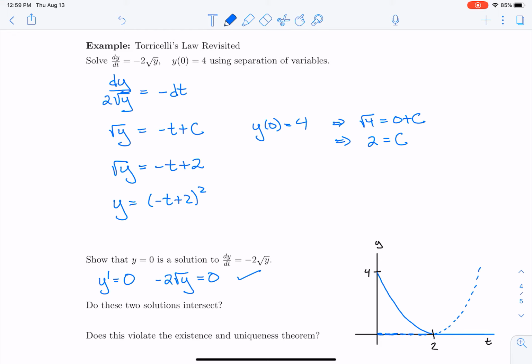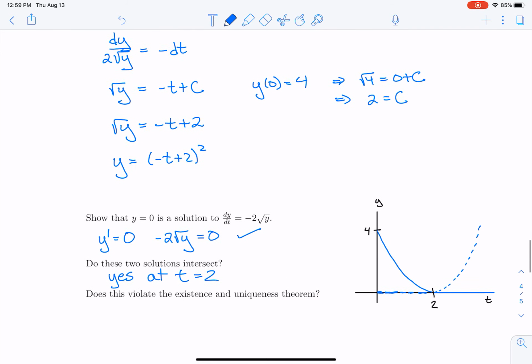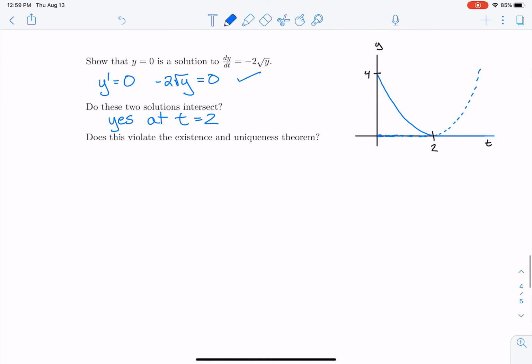And you'll notice something, that these two solutions actually intersect. They intersect when t equals 2. The parabola at t equals 2 touches the t-axis, and so the two solutions intersect. So did I violate the existence and uniqueness theorem? Because now I've got two intersecting solutions. Well, the answer to this is no, I have not actually violated the theorem.